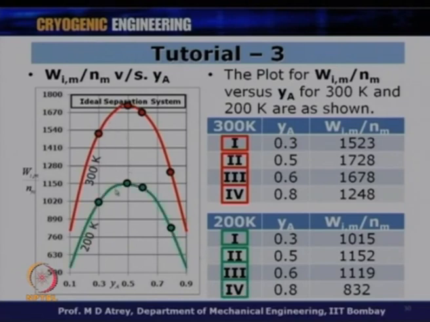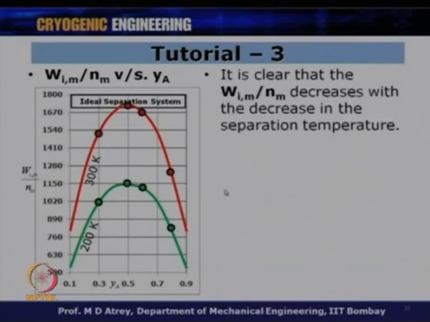What you can see from here is that this curve is at a lower level as compared to 300 Kelvin, meaning directly that the work of separation requirement is less for 200 Kelvin than at 300 Kelvin, and this is what our first conclusion should be. It is clear that work of separation per mole of mixture decreases with the decrease in separation temperature, and this is clear from the formula itself.